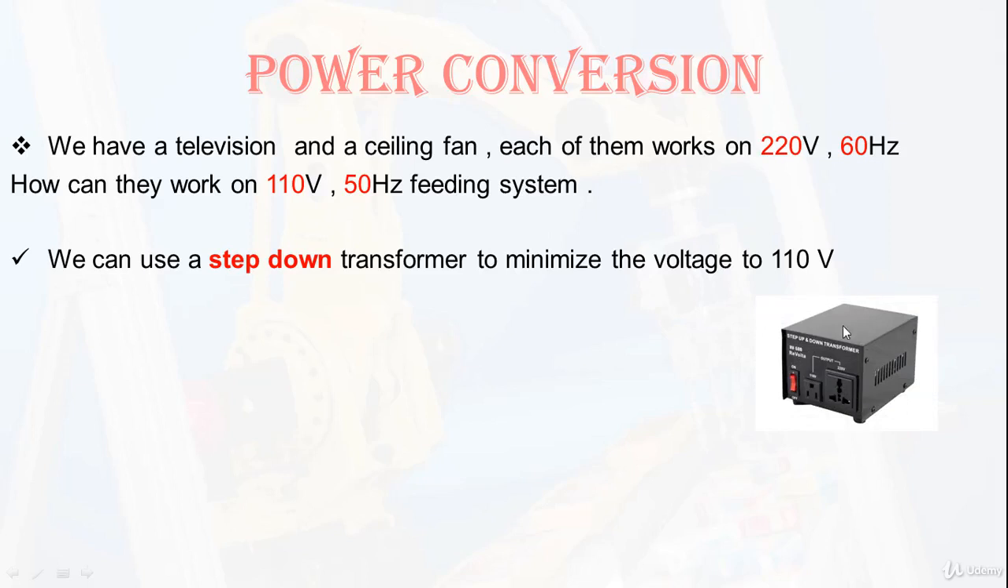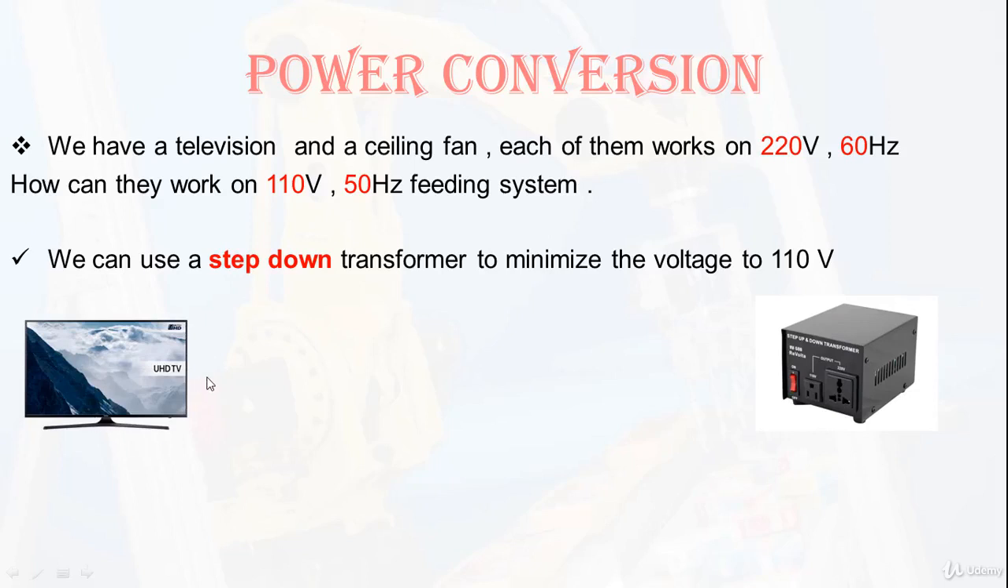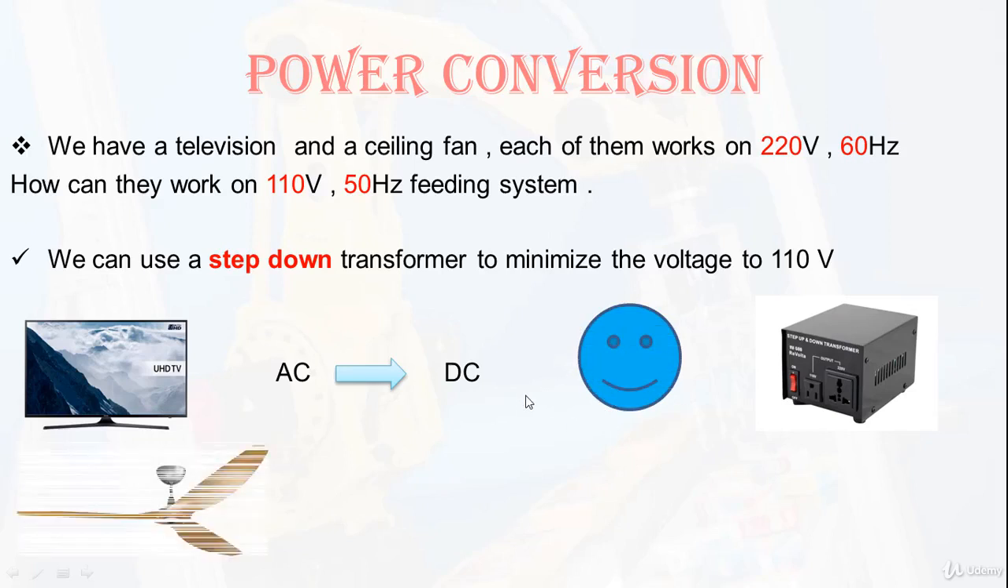So this is a transformer which we can use, and the television here works on a DC. So the television circuit here converts the AC level to a DC level, so it won't be a problem for our television to decrease the voltage from 220 to 110 volts, as its internal circuit works on DC level, not AC level. So for the television this system may be a good one. But for the ceiling fan, this system won't be a good one.